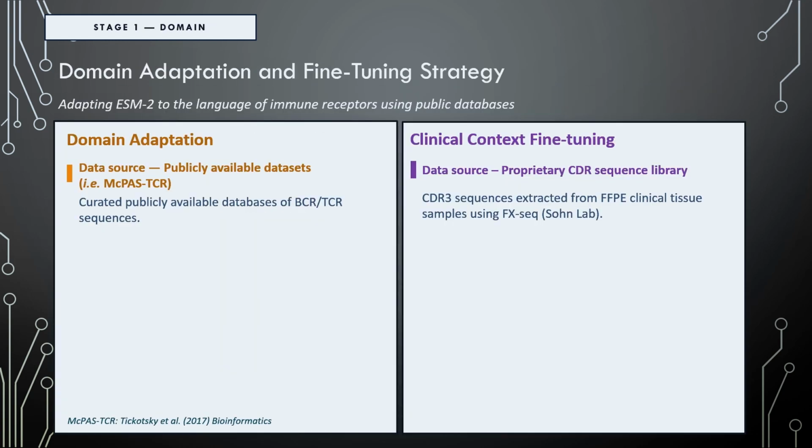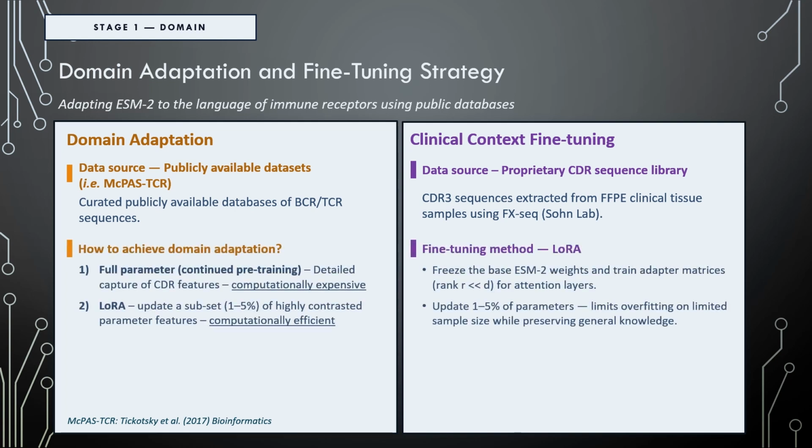So to apply fine-tuning in our context, for domain adaptation, we'll use publicly available datasets that have been curated for BCR and TCR sequences. And we can achieve fine-tuning by either full parameter, continued pre-training, which is extremely computationally expensive for hundreds of millions of parameter ESM-2 model. Or the chosen method we'll actually use is low-rank adaptation, or LoRA, and this will update a small subset of highly contrasted parameter features and maintain both competitiveness and computational efficiency.